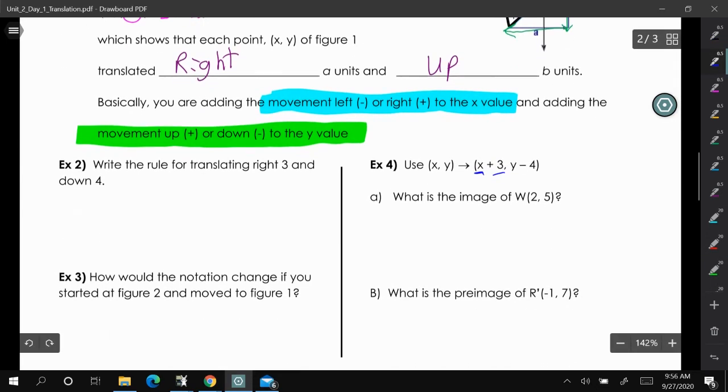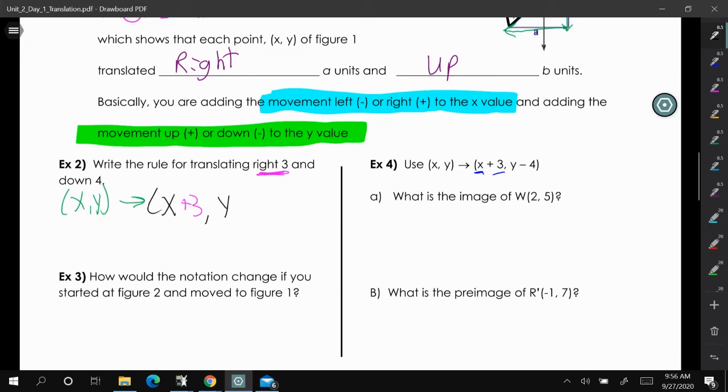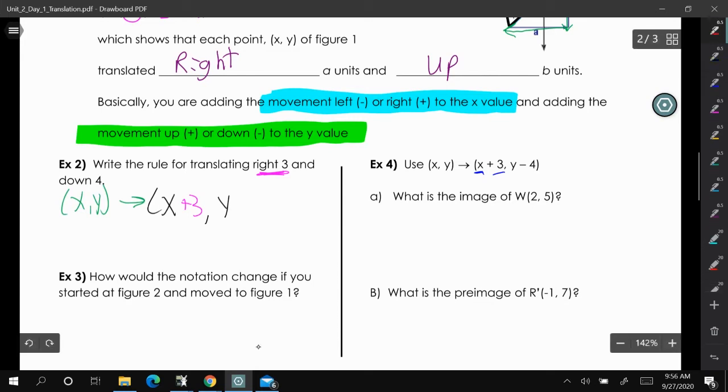All right, example 2 says write the rule for translating right 3 and down 4. So we have x comma y, and then the arrow is going to be x plus 3, because it says right 3, comma y, and since it's down 4, minus 4. So that is our translation rule.